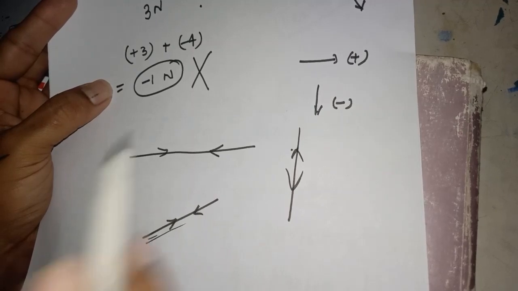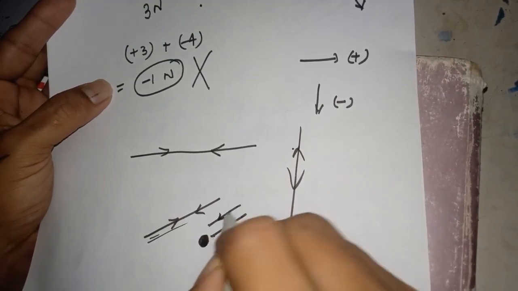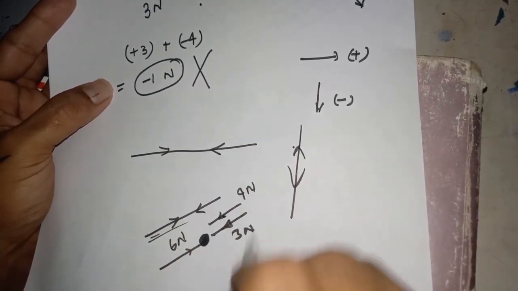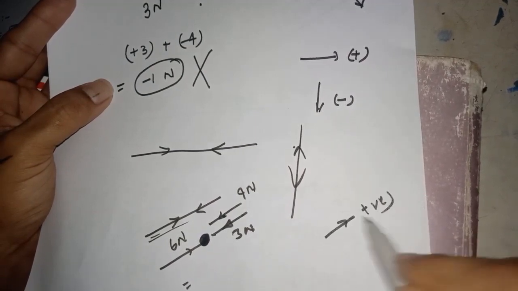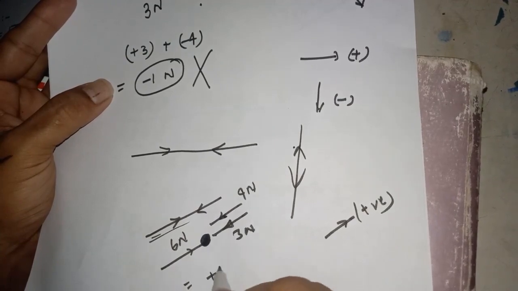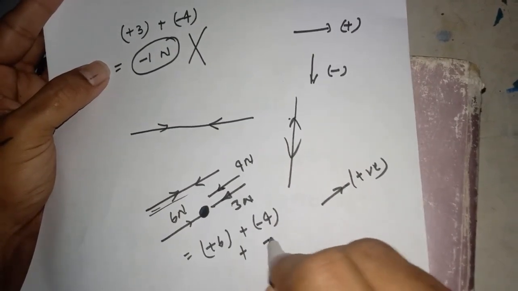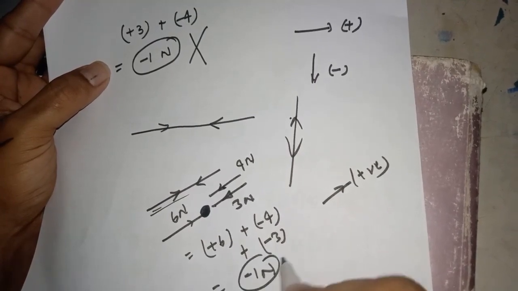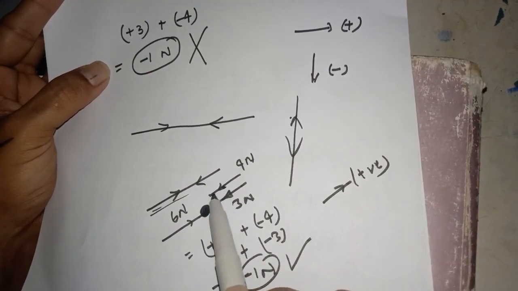It means forces are acting on a line. For example, if I take this is an object, a body, acted on by 3 Newton, and another is 4 Newton, another is 6 Newton. What is the combined effect of these three vectors? If you take this direction as positive, it becomes plus 6 plus minus 4 plus minus 3. What will we get? Minus 1, which is the correct answer.